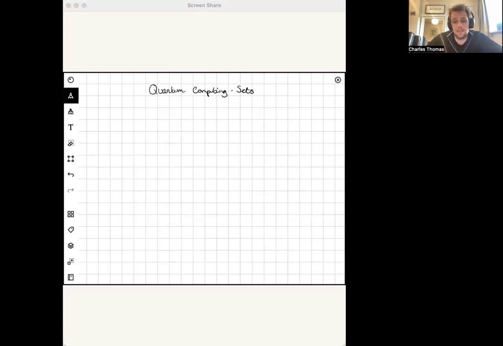Today we're going to be looking at sets. So the first question we've got is, what is a set? And then the second one is, why bother looking at sets? The first question is pretty easy to answer. Sets are just collections of things.